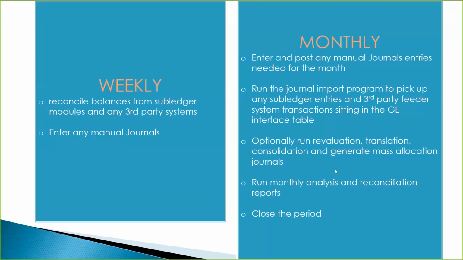Now, optionally, you can run your evaluations. Remember, in the GL module, you do evaluations. We also do translations, consolidation, and generation of mass allocation journals. So you optionally do that if you have to do that for your client. Another thing that you do at the end of the month is to run the monthly analysis and reconciliation reports so that you can do your reconciliation. And then of course the next thing would be to close the GL period. And remember, we say GL is usually the last one to close.